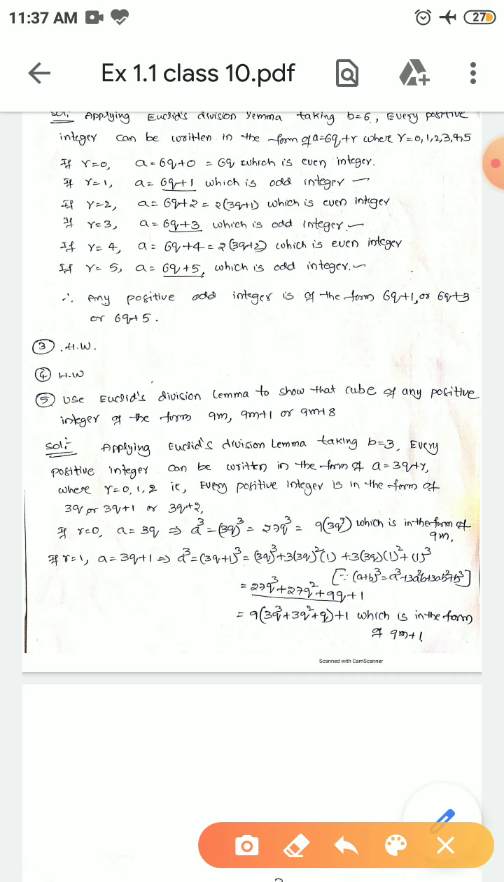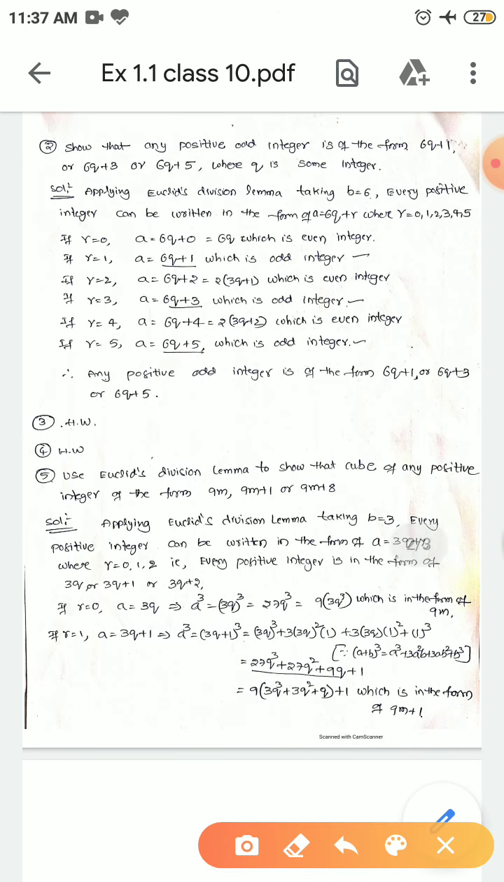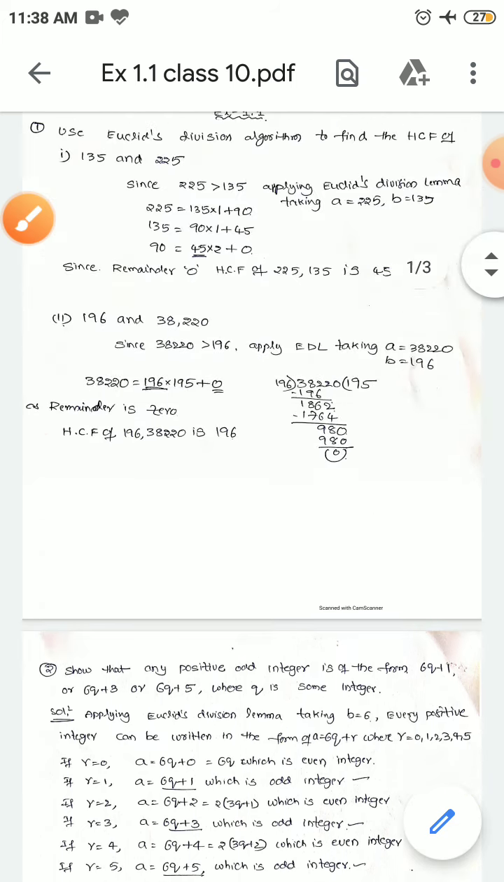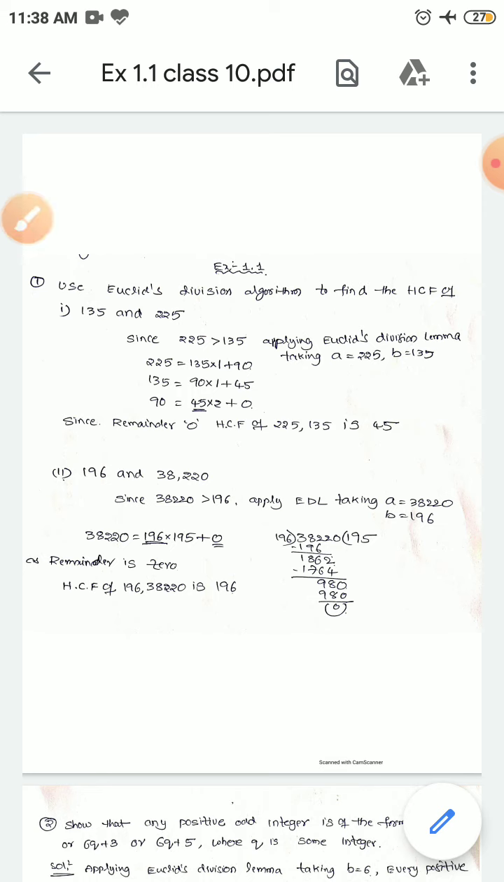The question given to you is: show that any positive odd integer is of the form 6q plus 1 or 6q plus 3 or 6q plus 5, where q is some integer. So now what I am doing here is applying the Euclid division lemma by taking b equal to 6. If I take b equal to 6, the remainder can be any number from 0 to 5, because as b is 6, the remainder will be greater than or equal to 0 and less than 6.